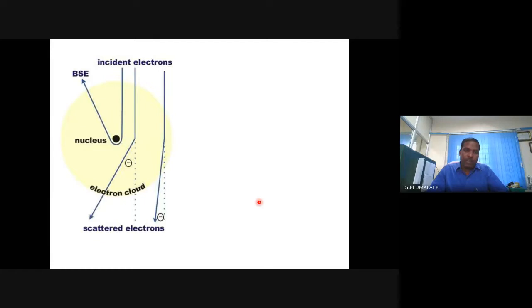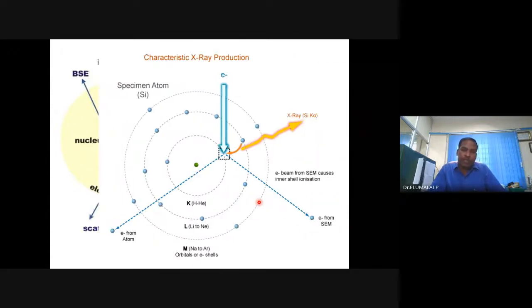When the nucleus scatters, we call these backscattered electrons. When the electrons scatter the incident radiation, it is a scattered electron. Both are characteristic. The intensity of these two electrons is different. This is how it happens. I'm sure you'll agree with me.